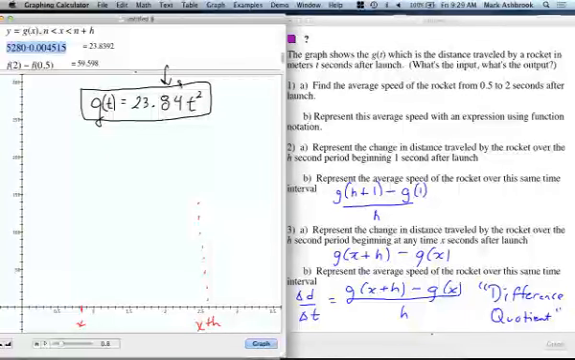Can you do it? If you're not sure, work together with the person next to you or ask Megan or me. So we're going to rewrite the difference quotient now, having the rule for g. You think you got it and you want to show us? Check your answer.